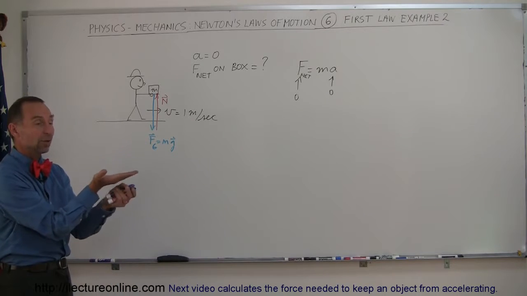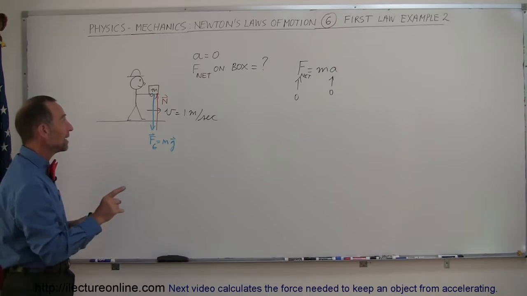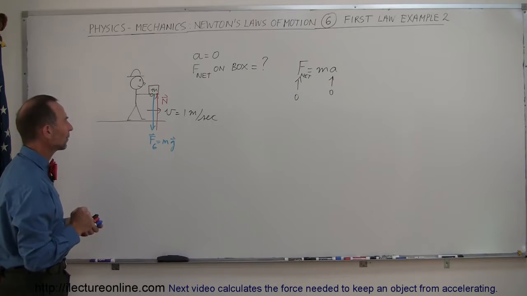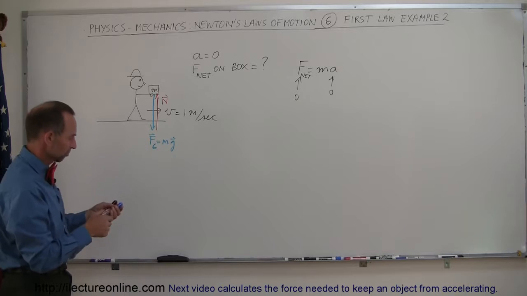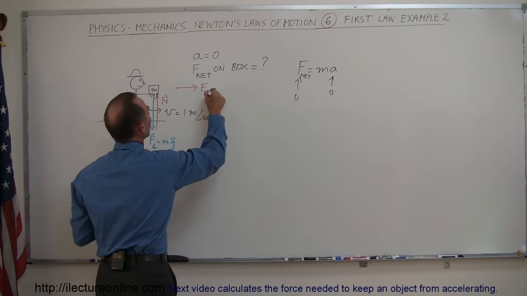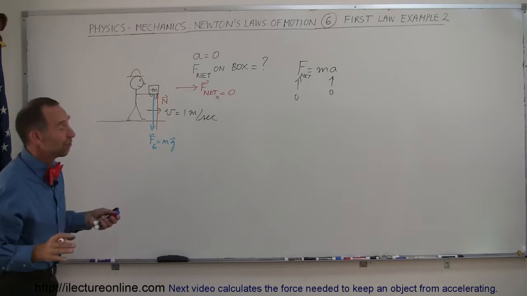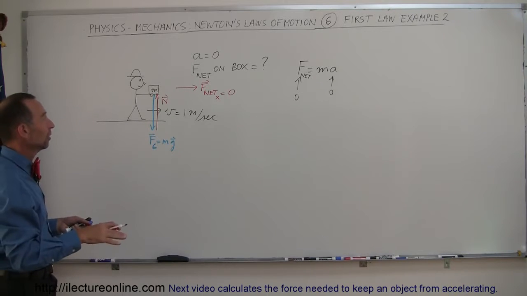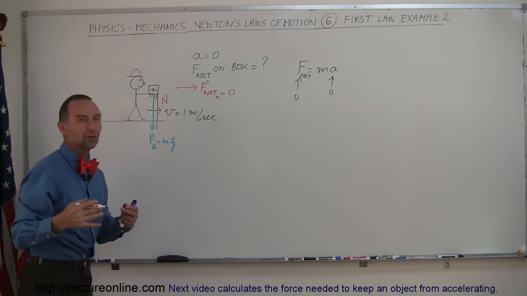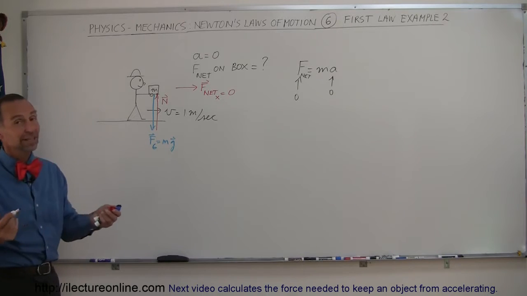So other than that, once the box is moving, the hand is not pushing the box forward in any way, shape, or form. So that means in the horizontal direction, there's absolutely no force acting whatsoever. Wow, that's interesting. So if that's the case, we can say that in the horizontal direction, F net in the x direction is equal to 0, and in the y direction is equal to 0, so there's no net force on the box, so there will not be any acceleration in the y direction, and there will not be any acceleration in the x direction.